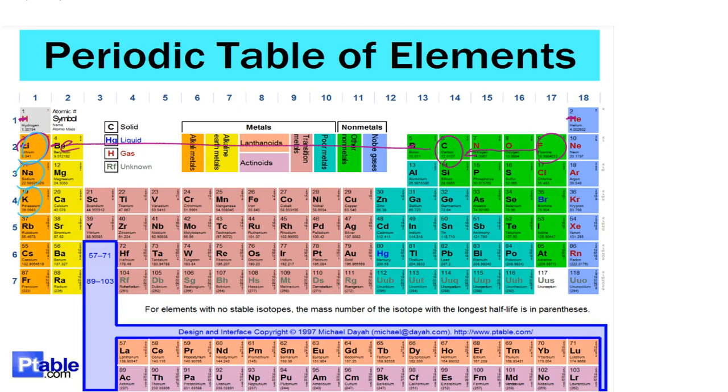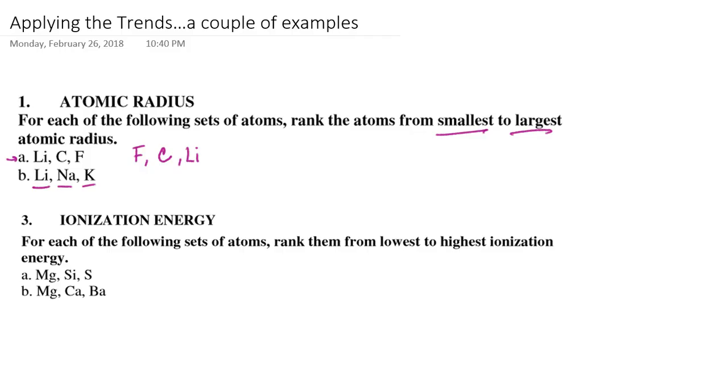And within a group, as I move to higher and higher energy levels going down the first group of the periodic table, the atoms should be getting larger as I go down the group. And so that means that if I'm writing out this list from the smallest to the largest, it should be lithium, then sodium, and then potassium.